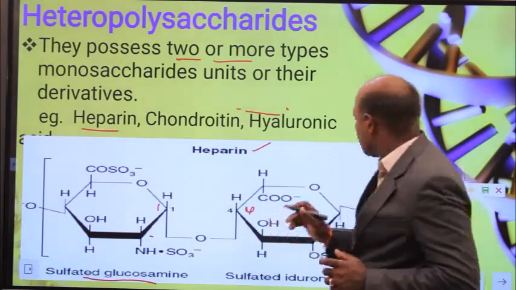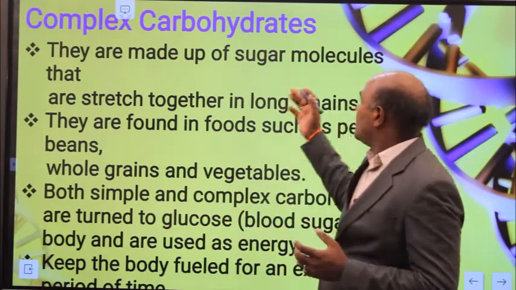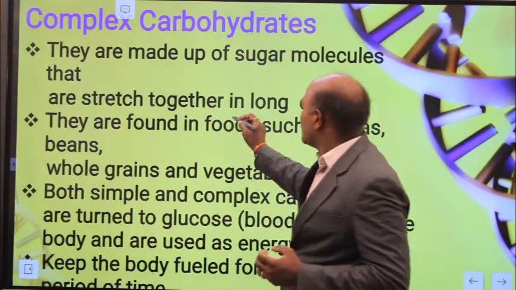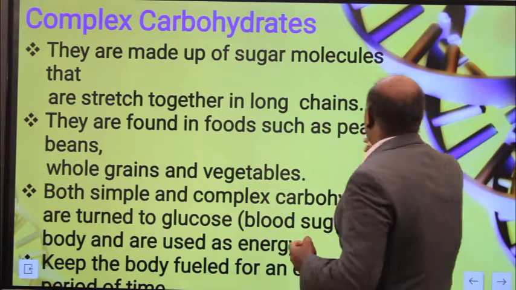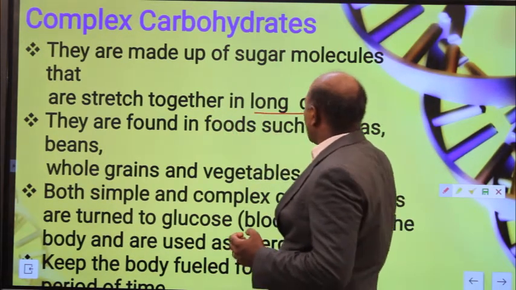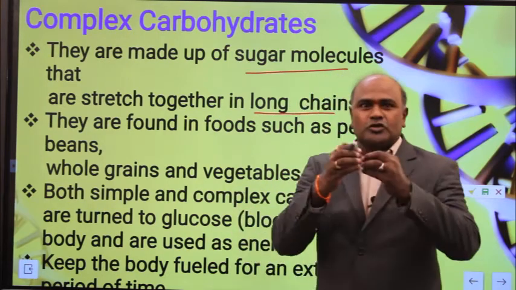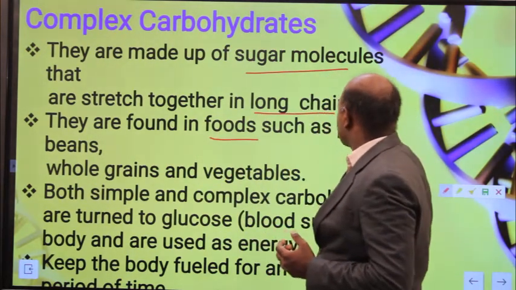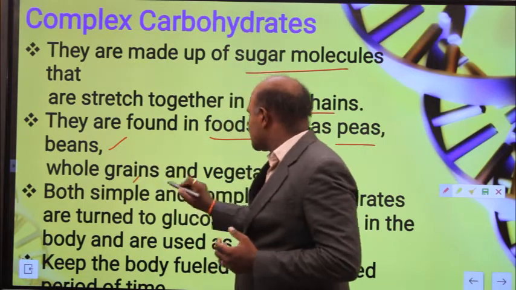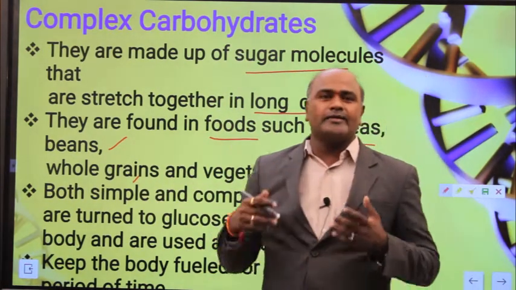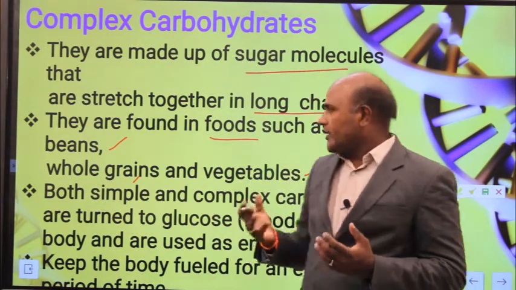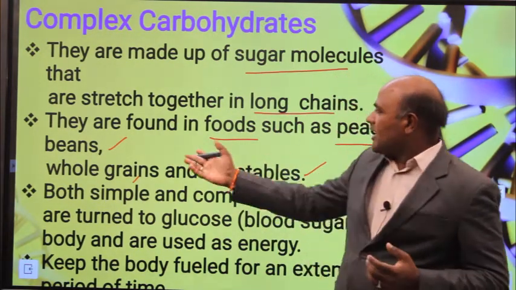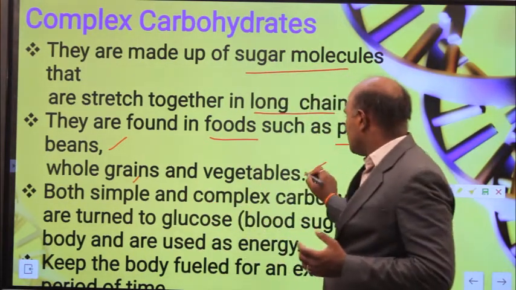Heteropolysaccharides are complex carbohydrates made up of sugar molecules stretched together in a very long chain, each sugar molecule attached to the next. Such complex carbohydrates from natural sources are found in foods such as peas and beans, whole grains and vegetables.